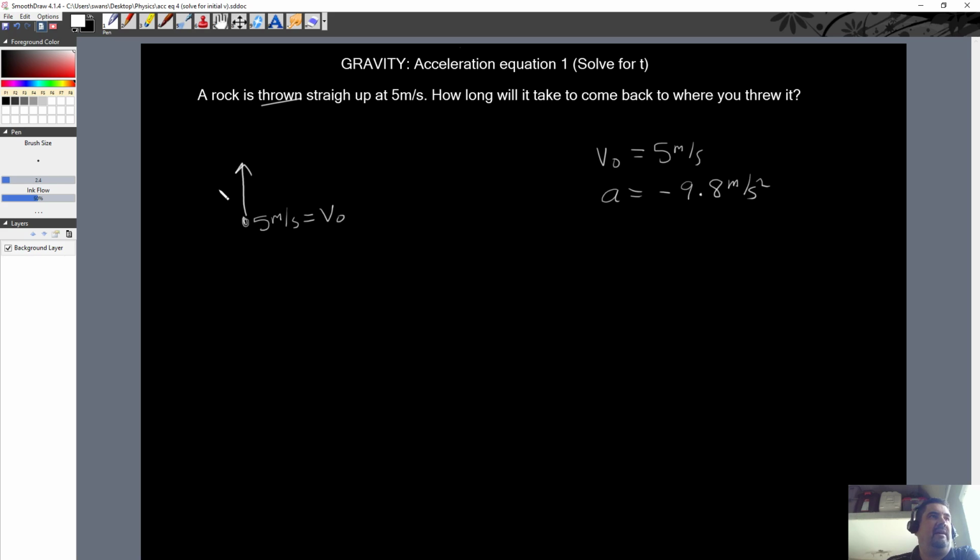Because constantly gravity is going to try to pull this rock downward. Even on its way up, it's still going to try to pull it down, which will slow it down. Once it gets to the top, it'll start to speed it up downward. It kind of just keeps sucking it down like a magnet, right? We know how gravity works. How long will it take to come back down? t is equal to question mark. And if you try to solve this, it's going to be impossible because there's no equation that has this stuff. You need a final velocity as well.